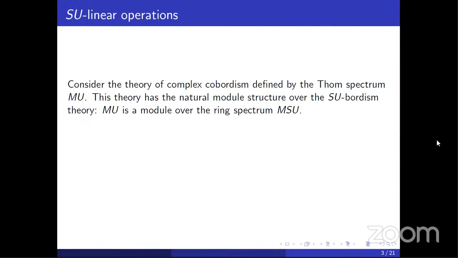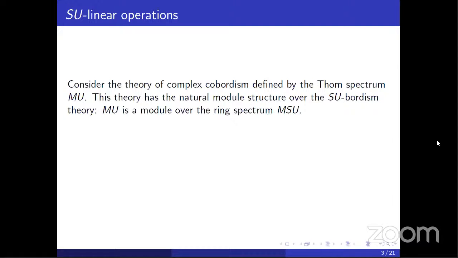Okay, SU linear operations. Consider the complex cobordism theory. It's defined by the corresponding Thom spectrum MU. And this theory has the natural module structure over the SU bordism theory. In other words, the spectrum MU is a module over the ring spectrum MSU.